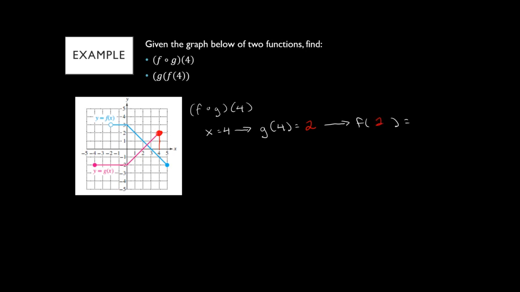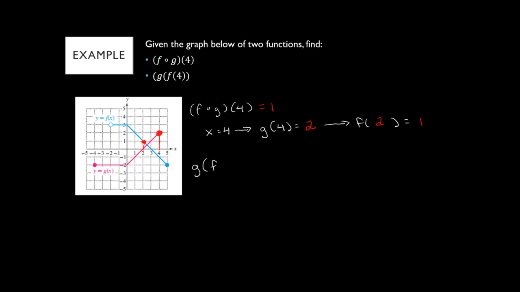So now we're looking at, well, what is f of 2? So I go to x of 2, and f is the blue. So I'm like, okay, that gives me this point on the blue where the y value is 1. So f of g of 4 is equal to 1. It's a lot easier when you see it in graph form because the numbers are already there. You're just kind of reading them off of the graph.